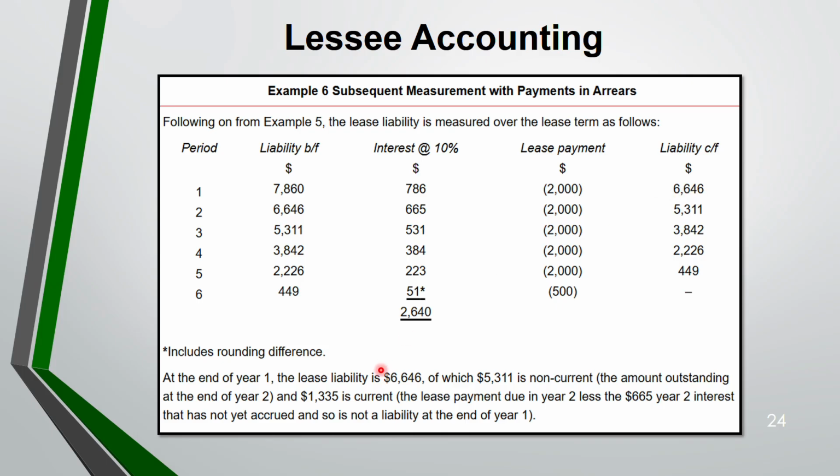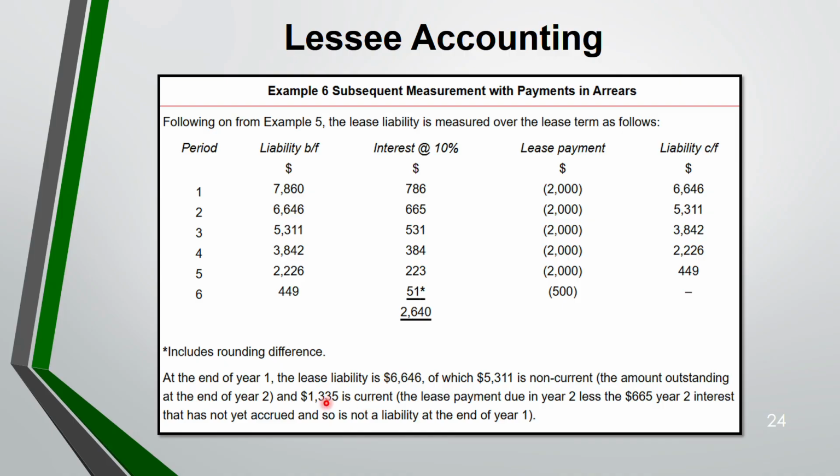Okay. And out of this 6646, 5311, that is for the next year, is non-current. See, your liability for the next year, year 2, in year 1, it would be non-current. Okay, so of the 6646, 5311 is your non-current. That is the amount outstanding at the end of year 2. And the balance, if you find the difference between those two, 1335, is your current.